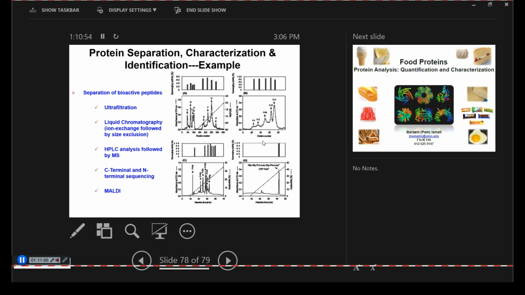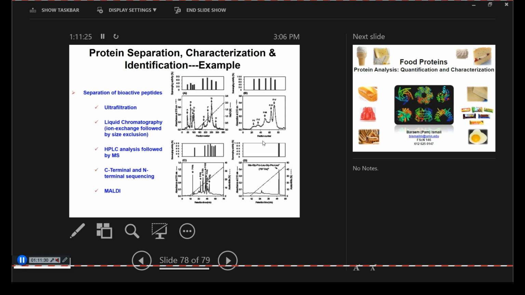And then you take that and you separate it by reverse phase chromatography, for example. That separates based on polarity. And then again, you measure the different fractions, and you take the fraction with the highest activity. And then you get a purified peptide that you can sequence using either N-terminal sequencing or MALDI.